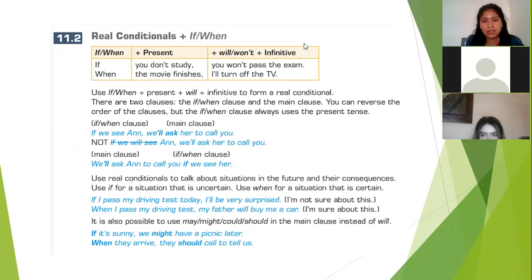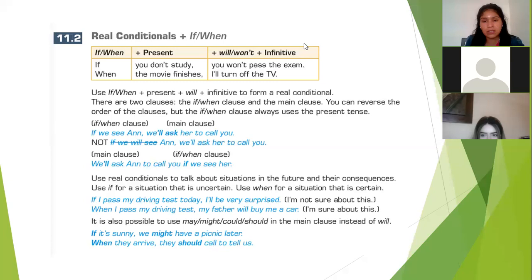For example, if we see Anne, we'll ask her to call you. Not if we will see Anne, we'll ask her to call you. Whenever we have the if, it's gonna be with the simple present. And whenever we have the will, it's gonna be will plus the infinitive. And here's an example that is reversed. We'll ask Anne to call you if we see her. Okay, that is the structure of the real conditional with if or when plus the present and the will.